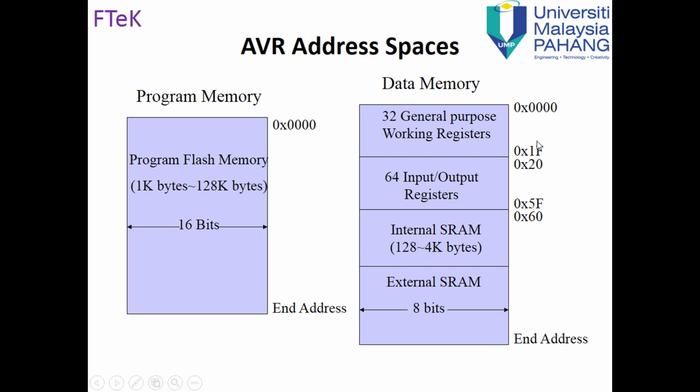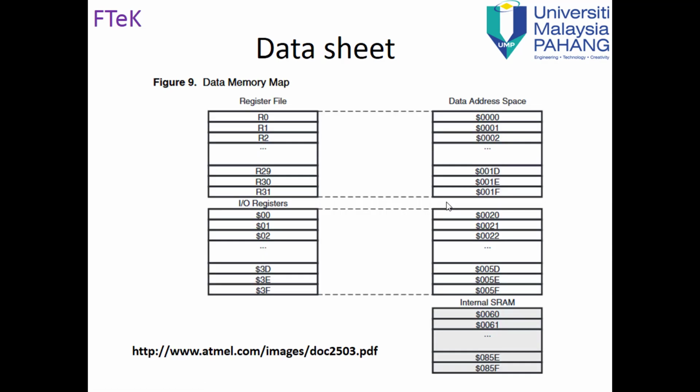As you see, the addresses for the general purpose registers are between 0 and 1F, which is 32 registers, and after that, 20 hexadecimal to 5F are the places for the input-output registers. If we look at the data sheet of the Atmega 32, you can see here that registers R0 to R31 occupy the memory addresses between 0000 and 001F. After them come the I/O registers, then the memory.